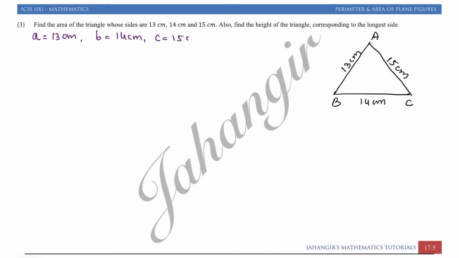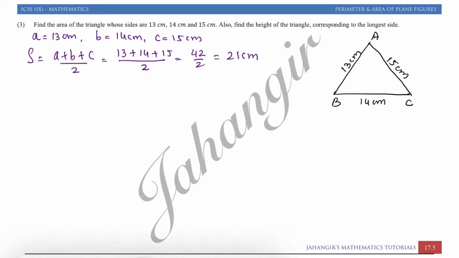So we can find the semi-perimeter, that is S, which is A plus B plus C upon 2. So that is 13 plus 14 plus 15 upon 2. Add all of them, 13, 14, 29, 42 upon 2. That is 21 centimeter. Now we will write the area of triangle formula.